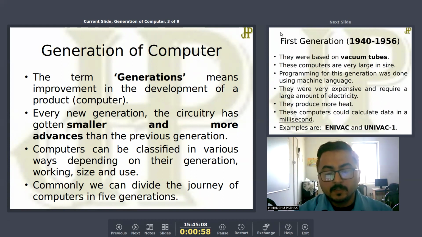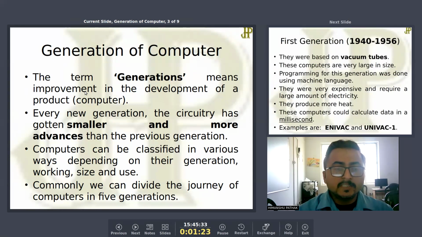If anybody told that generation, it means the improvement in the development of product. And if that improvement is amazing or changes in a bigger way, then it will categorize into a new generation. Okay.